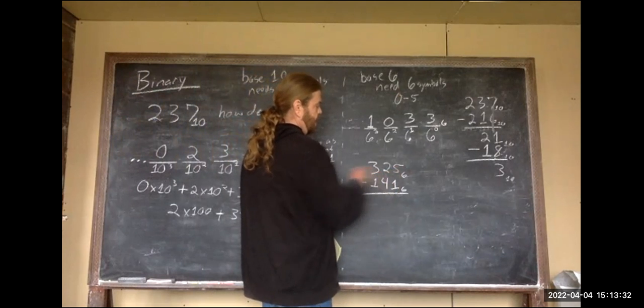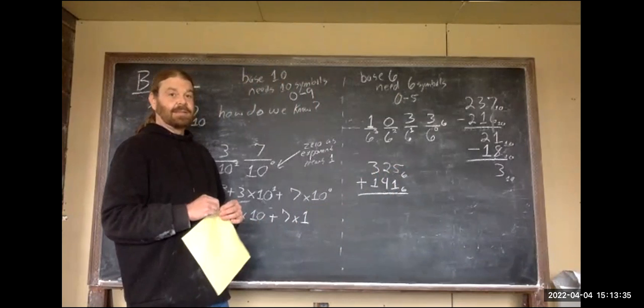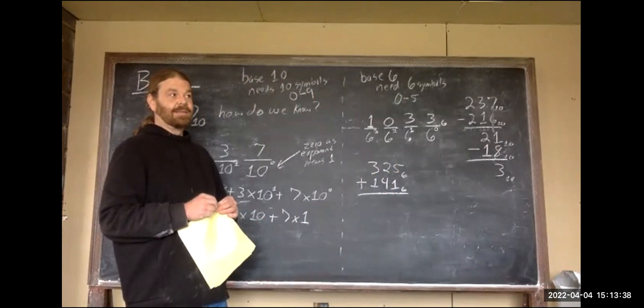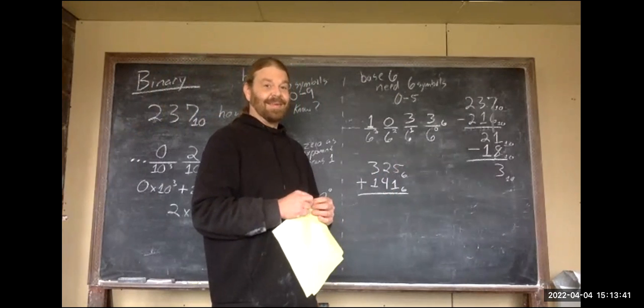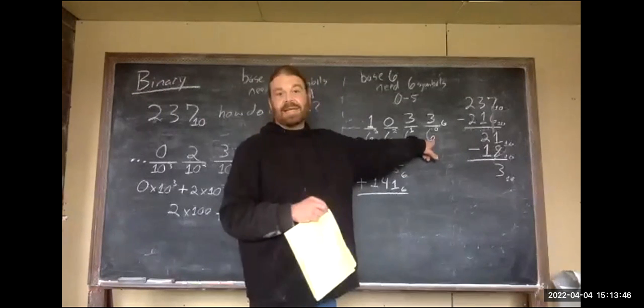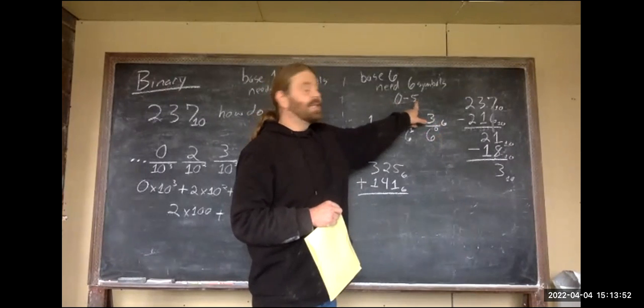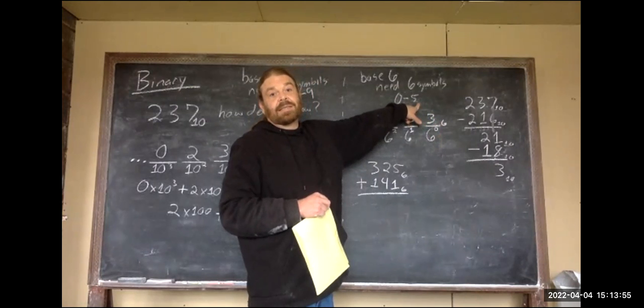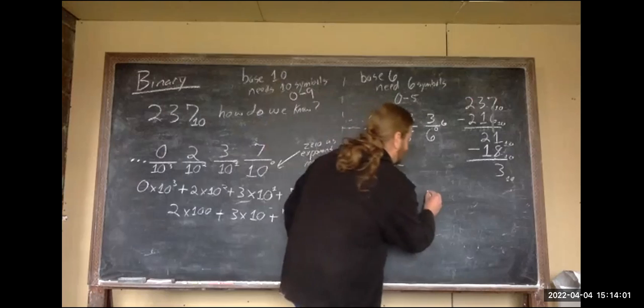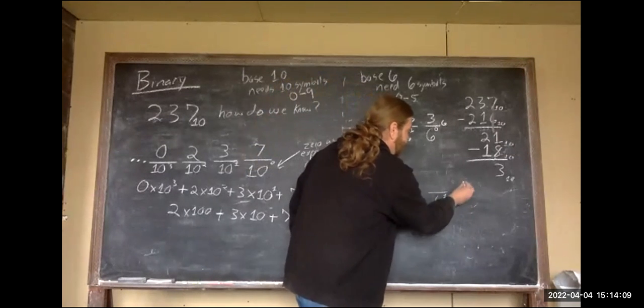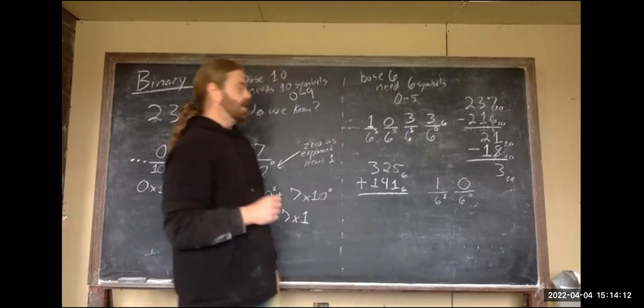So 5 plus 1 is how much? Y'all all know what 5 plus 1 is, right? 6. Mm-hmm. But we're in base 6. So our first column, or if we look at the symbols, do we have a symbol for 6? We do not. So a 6 takes 2 columns. Because the number 6 itself, we don't have any 1s, but we have 1 in the 6th column.